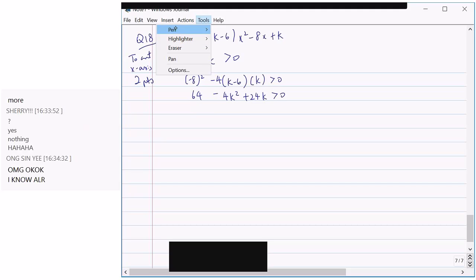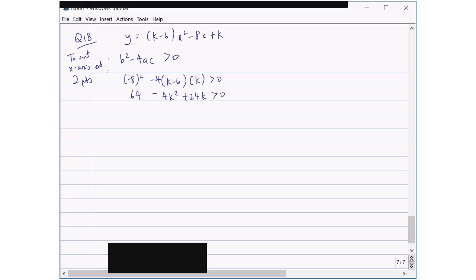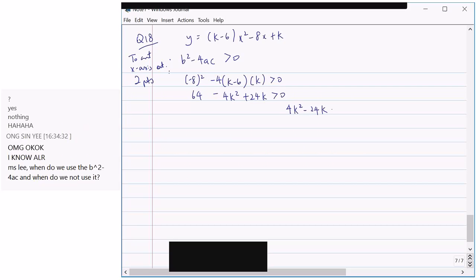Okay, so I end up with this quadratic inequality once again. Personally, I have a habit. I don't like the k squared term or the x squared term or the m squared term. I don't like to have a negative coefficient. So I have a tendency to move everything to the other side so as to make the coefficient of k squared positive. This is my habit. So I move everything to the right hand side like this.